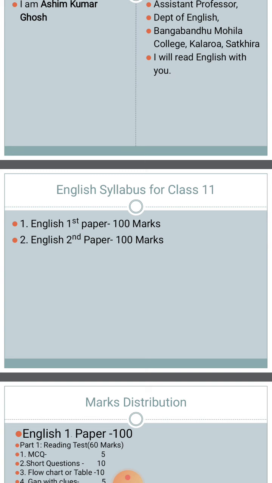But before starting your class, I must tell you about the very syllabus which you have to appear at the examination, your final exam, that is HSC exam. English is your compulsory subject, and you have got two papers. English first paper and English second paper each carry 100 marks. That is, you have to appear at the final examination for 200 marks, and it is compulsory.